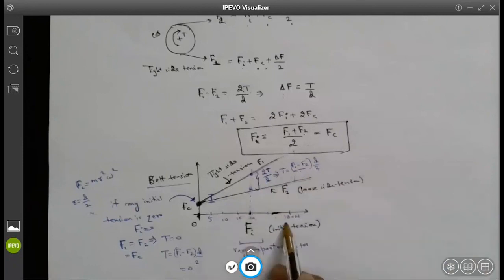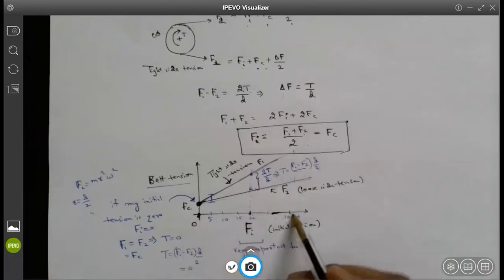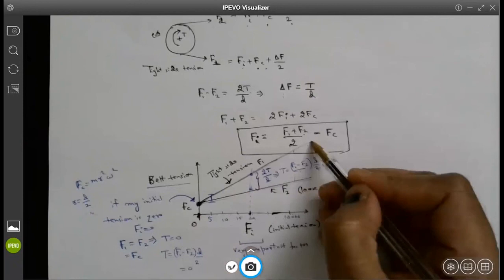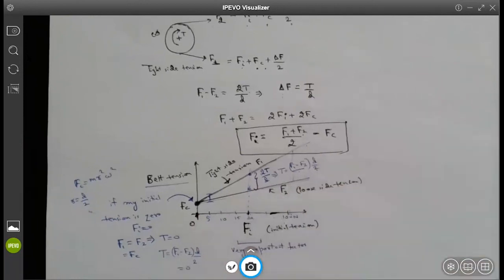If initial tension is 0, torque transmission is 0. If initial tension is 20 newtons, torque is given by this difference. If my initial tension is 100 newtons, the torque is given by this difference. Does it make sense? Are you guys with me? Yes, Professor. Everybody is understanding.